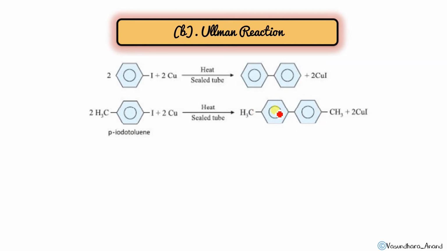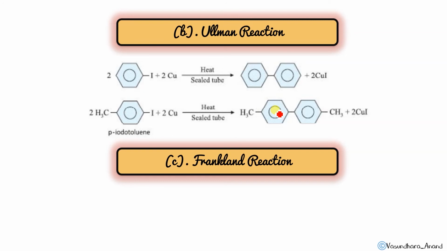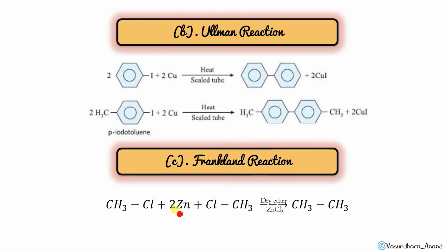Okay. Frankland reaction. In the Frankland reaction, we use Zn. For the Wurtz reaction, we use sodium. For the Ullmann reaction, we use copper, and for the Frankland reaction we use zinc. So if zinc reacts with 2 moles of alkyl halide, it will not be 2Zn, sorry, it will be only 1Zn. Then ZnCl2 will come out and this will double the carbon. Here it will form ZnCl2, as written. That also should be in the presence of dry ether.